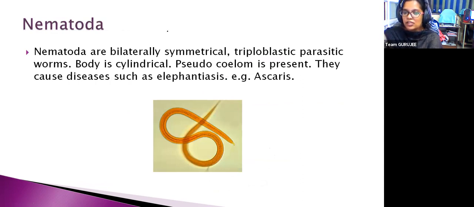Next, nematodes. So the body is cylindrical. Pseudocoelom is present. It looks like it has a body cavity, but it doesn't have any body cavity. This type of animals, I mean nematode, will cause a disease called elephantiasis. Elephantiasis is the disease, Yanikal Vyadi. So that is elephantiasis. Example: Ascaris.